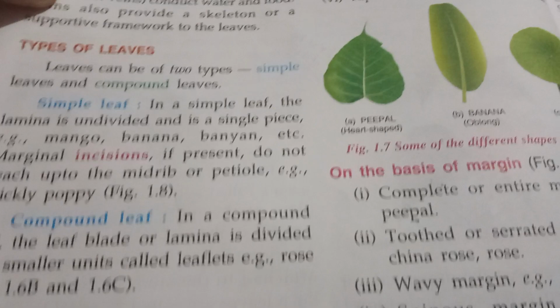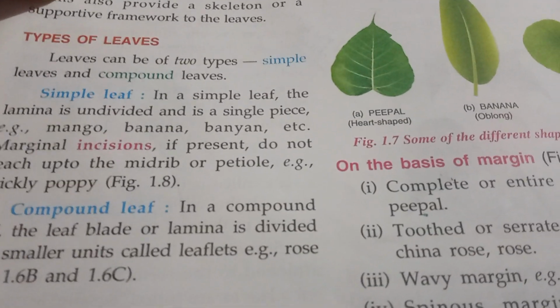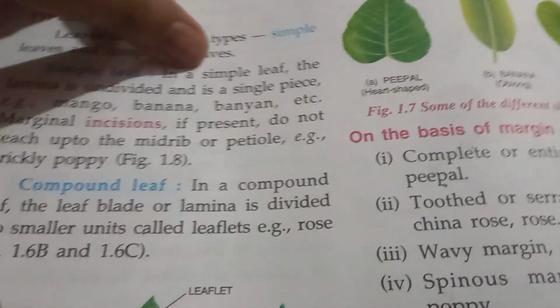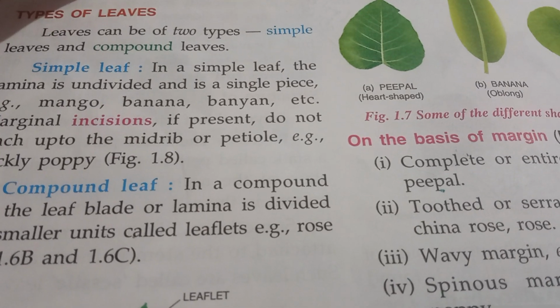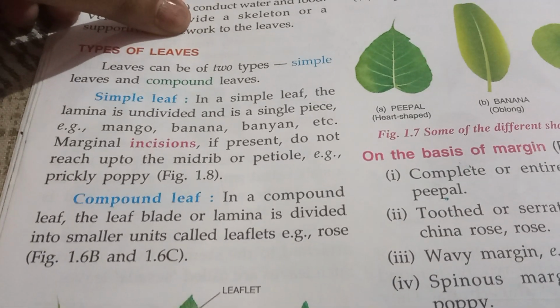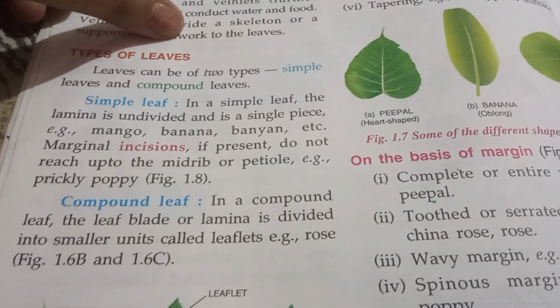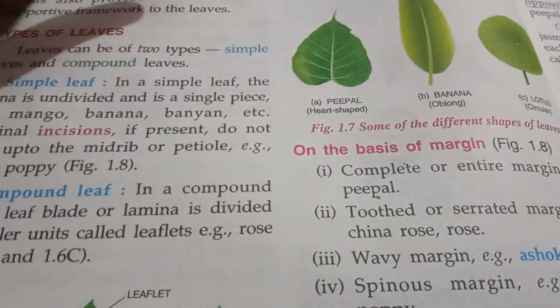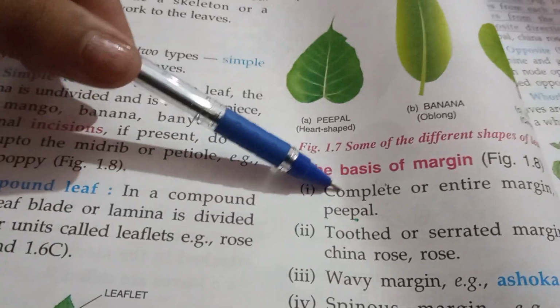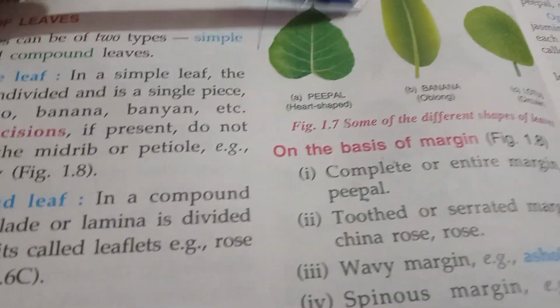Types of leaves. Leaves can be of two types, simple or compound. In a simple leaf, the lamina is undivided and is a single piece. Mango, banana, banyan, etc. Marginal incisions, if present, do not reach up to the midrib or petiole. Prickly poppy. So this shows that the simple leaf is undivided. The midrib goes, but it doesn't divide the leaf into two parts.